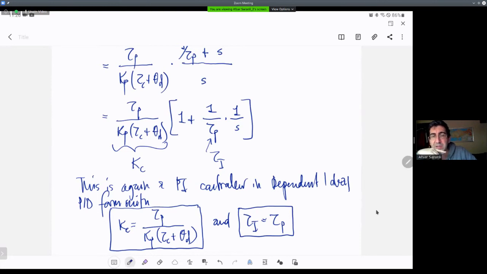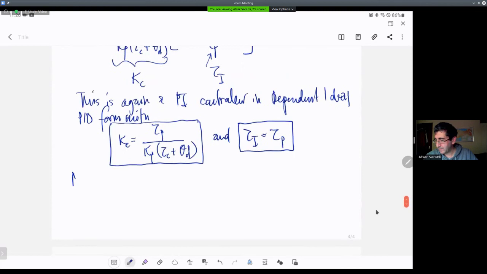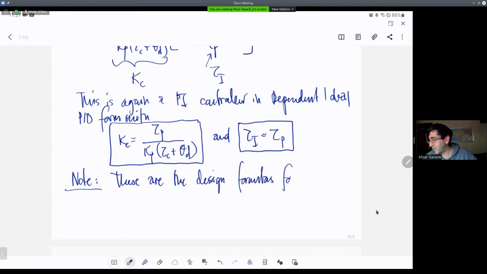So we have found the PI controller parameters that appear in the IMC tables. Note: these are the design formulas for a PI controller in IMC design tables.